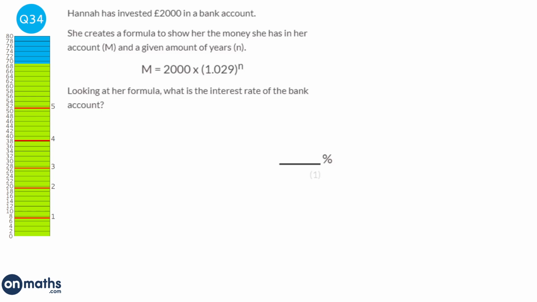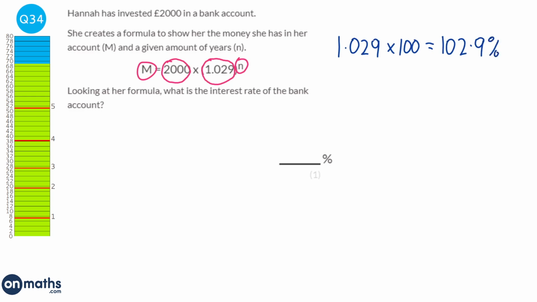So the way this formula works is we have m, which is the final amount. The 2000 here is our initial amount. The decimal in here is our multiplier, and the power here is the amount of years. So the way multipliers work is they are the percentage divided by 100. So if we go the other way, and times it by 100 to make it back into a percentage, it will be 102.9%.